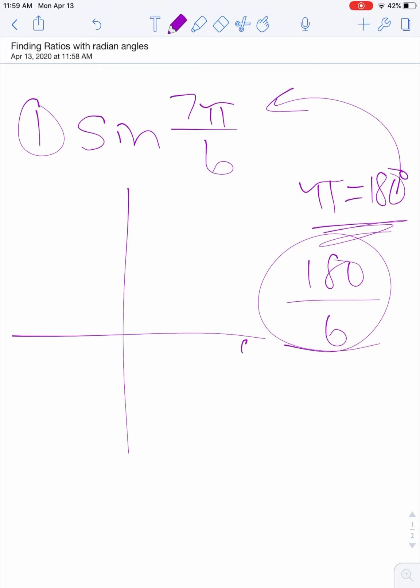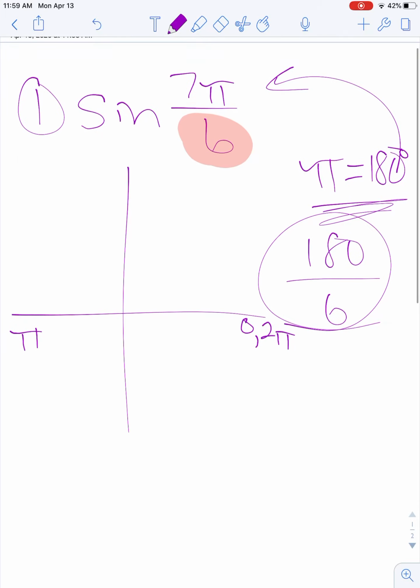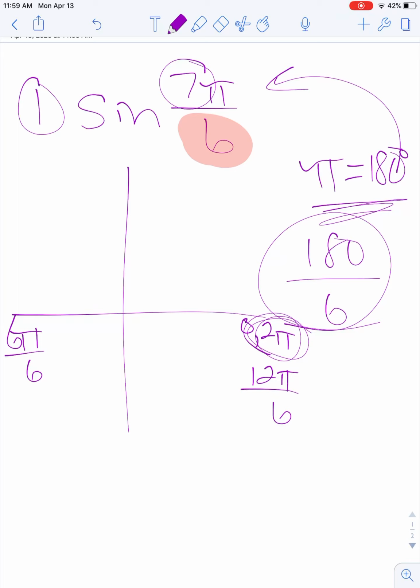So again, this is 0 and 2 pi. If I go all the way around, it's 2 pi. This is pi. When I see the 6 in the bottom, I want to make this a 6 over here, so I multiply by 6 over 6. Still reduces to pi. Over here, I multiply by 6 over 6, so I get 12 pi over 6. Still reduces to 2 pi. So now I look to see where is 7 pi over 6. 7 pi over 6 is one more than 6 pi over 6. So I'm going to go to 6 pi over 6 and one more. That tells me I'm in the third quadrant.